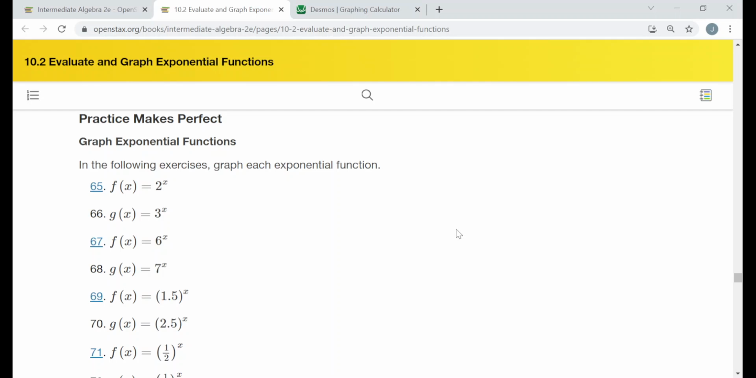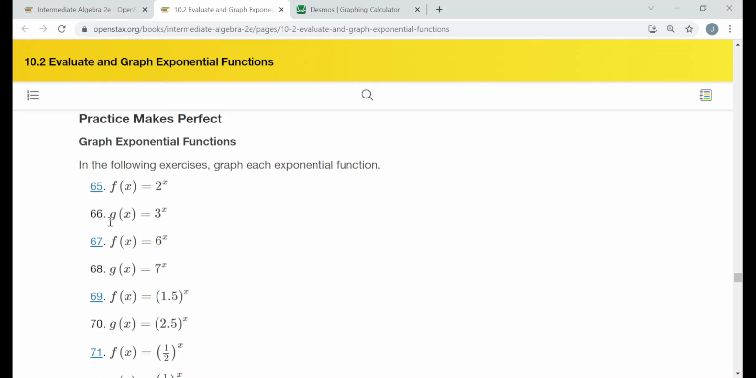Each exercise I'm going to do in this video is taken directly from a free online textbook at openstax.org. I'm in their Intermediate Algebra 2nd edition text, in section 10.2, titled Evaluate and Graph Exponential Functions, working under the heading Graph Exponential Functions. I'm only going to be doing the even numbered exercises, the ones that do not have links to solutions. The odd numbers have links to solutions, so I'm not doing those.